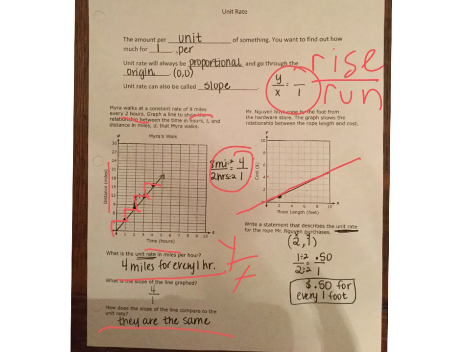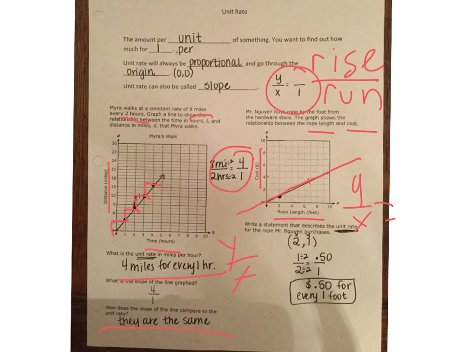Okay, so over here, Mr. Nugent buys rope by 1 foot from the hardware store. The graph shows the relationship between the rope length and the cost. Okay, cost is my y, the rope length is my x, and I'm going to do y divided by x to find my unit rate. So she's already chosen 1 point. She did the 2, 1. I'm going to go ahead and do another point and see if it comes out to be the same.